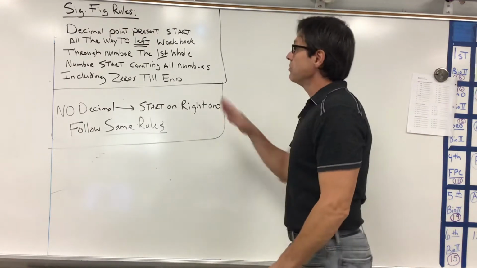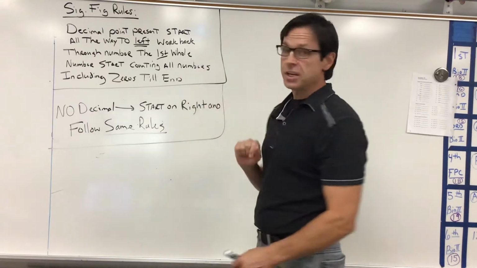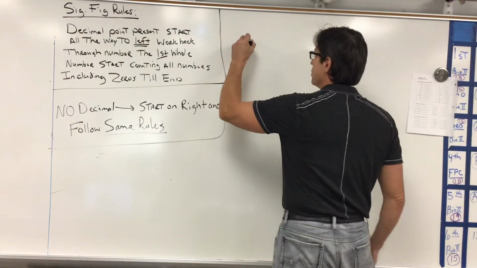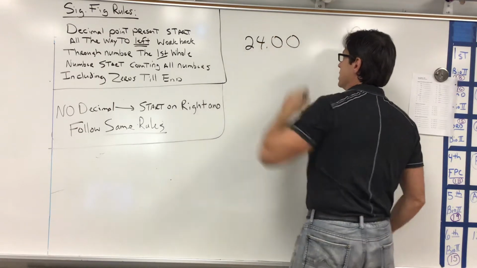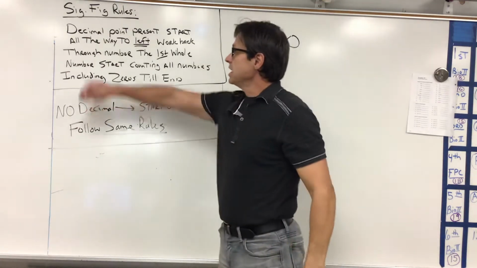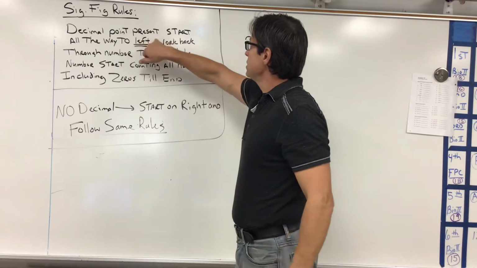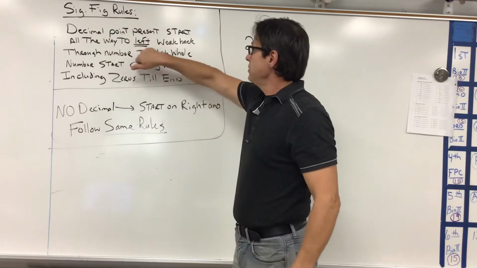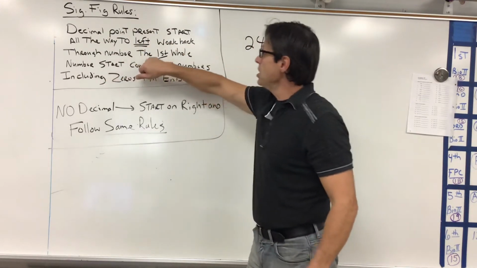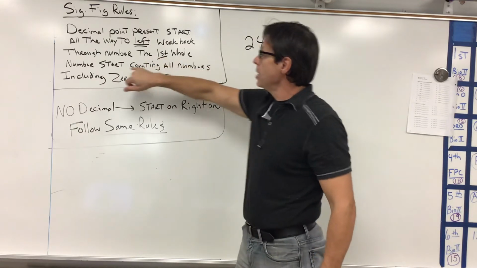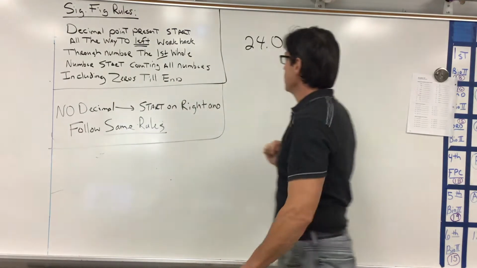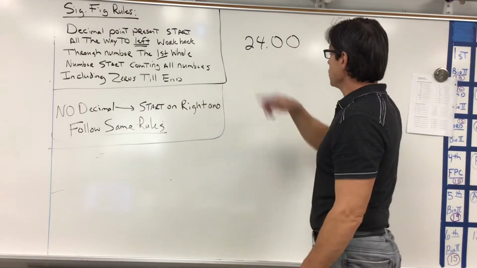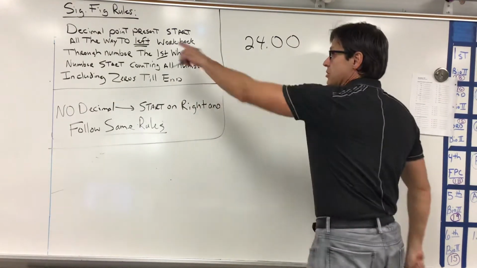So the first rule says, I'm looking at a number. For example, let's say this number is 24.00. It says, if there's a decimal point present, start all the way to the left, work back through the number, the first whole number you see, start counting all numbers including zeros till the end. Okay, so you see this number here, 24.00. So it applies to this rule.